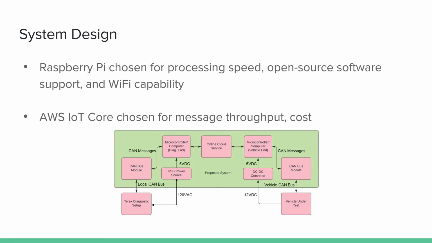For our system, we chose the Raspberry Pi computer instead of a microcontroller, mainly due to its processing power and out-of-the-box Wi-Fi support. The Raspberry Pi also supports open-source Python modules such as Python CAN, which let us easily interface with our chosen CAN hardware modules. For our cloud service, the AWS IoT Core was chosen for its speed, along with its lower cost compared to services like Microsoft's Azure.